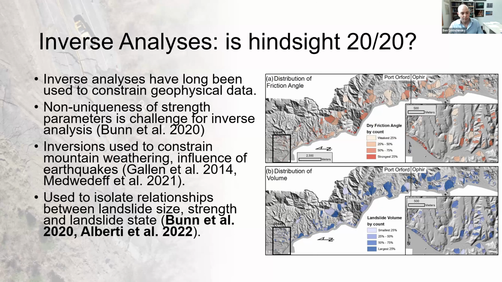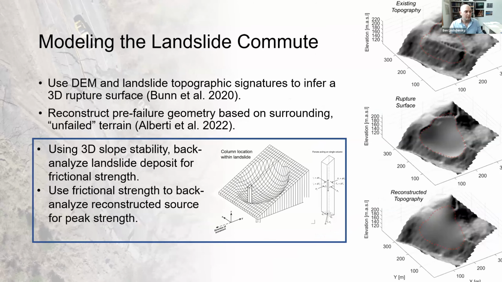Nonetheless, there's been some great work that's used inversions to look at a variety of geophysical processes. For example, mountain weathering, the influence of earthquakes and how earthquakes might change weathering processes. We've also used this to look at relationships between landslide size, strength, and the state in which it's emplaced. So in the end, at least simplistically, consider this.